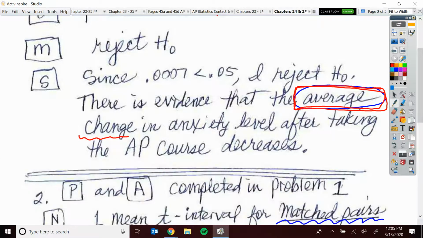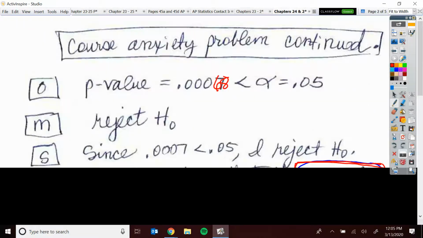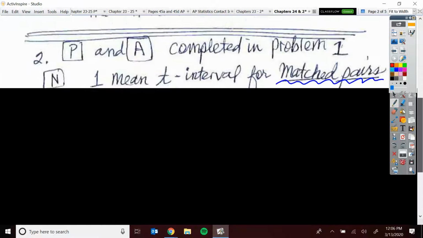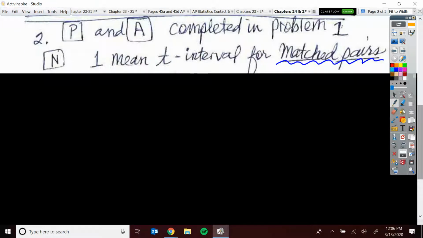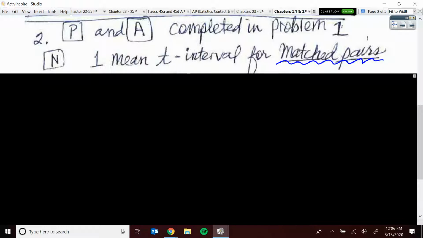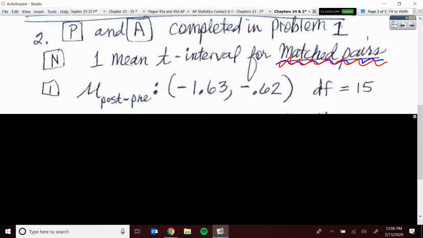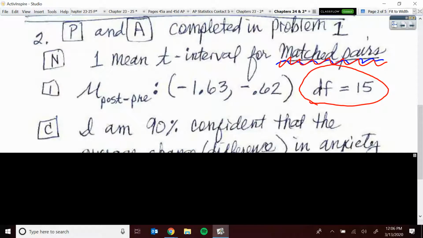All right, so there was that one. The second part of that asked us to do an interval. So go ahead and estimate how much it has decreased. We have the parameter and assumptions the same as part 1. So 1 mean t interval for matched pairs. And remember when we put our little interval here, we're defining it. Whenever there's subtraction, we must define in front. So we have our mean of post minus pre, and we must include the DF.